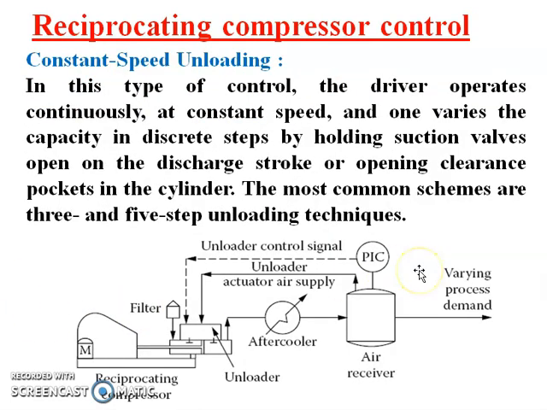Then the second scheme is UPC, constant speed unloading. In this compressor the speed is constant, and here one unloader is used, and mostly a 3-step or 5-step unloading technique is used. Here again a reservoir is used. If the pressure of this reservoir is increasing, at that time it will adjust the steps of the unloader, whether 3 or 5 steps. So again it is a simple control scheme used for controlling the compressor, but in that case the speed of the compressor is constant. So it is called a constant speed unloading type compressor control scheme.